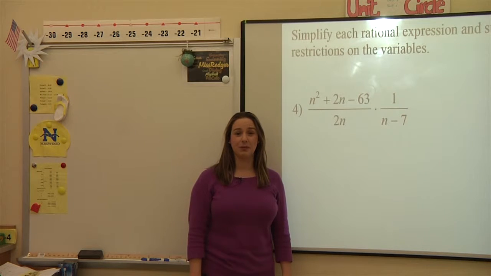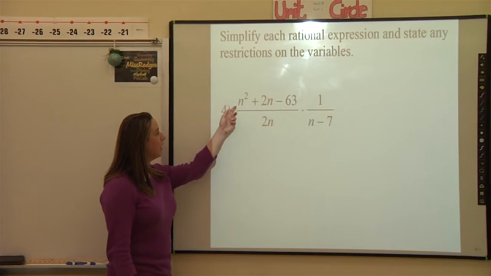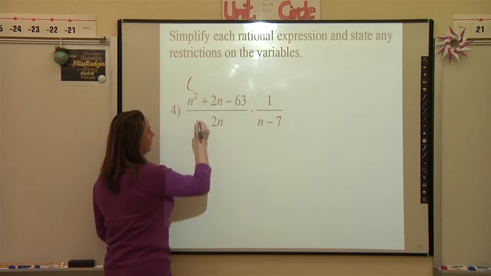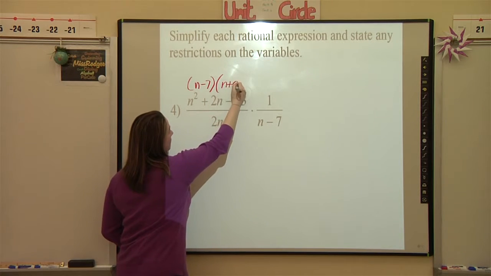Let's take a look at another problem where we're multiplying two rational expressions. We have a quadratic in the numerator of the first rational expression. Let's rewrite that in factored form. That's going to be n minus 7 and n plus 9.